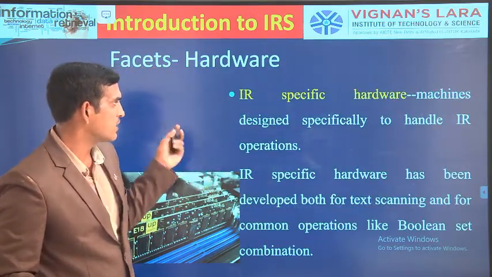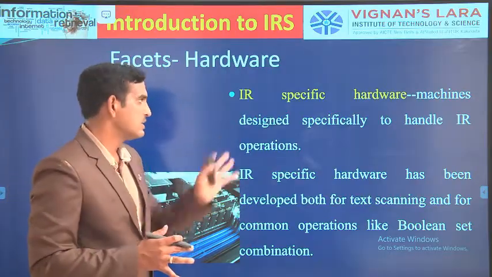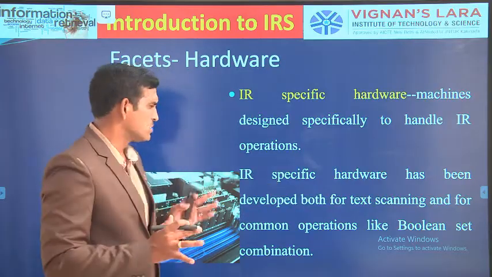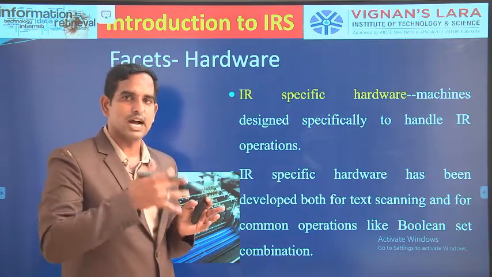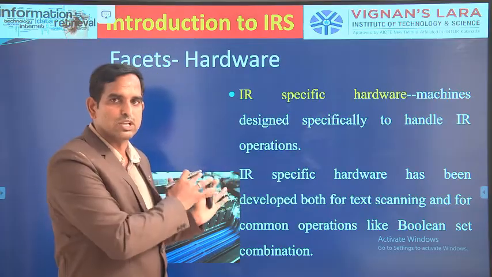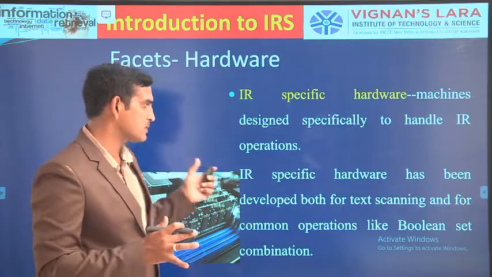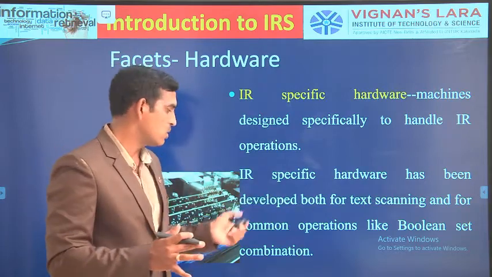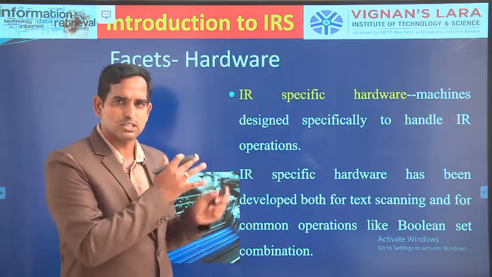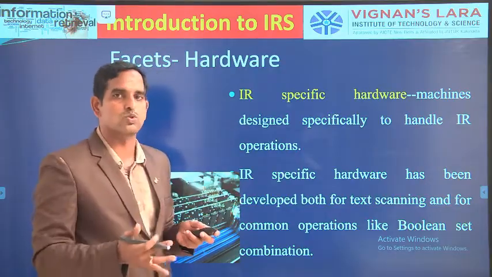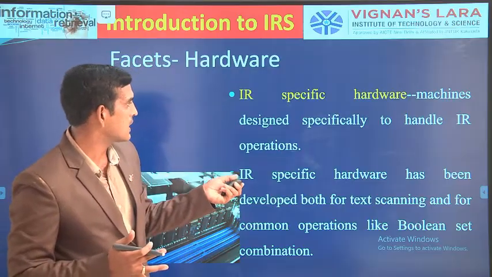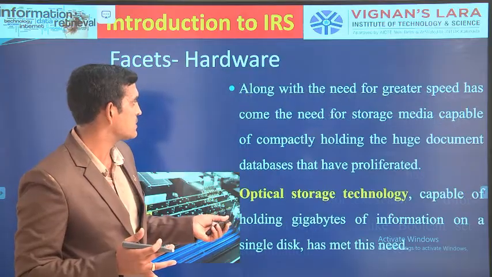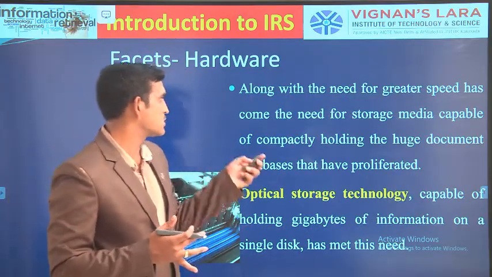The third hardware type you have is IR specific hardware. These are machines specifically designed to handle IR operations. Okay, so the hardware implementation itself is specific to information retrieval systems, and IR specific hardware has been developed both for text searching and common operations like Boolean set combinations. Okay, so these are specific hardwares. We will not be looking much at them, but there are other types we have. These are specifically designed for your particular operations.